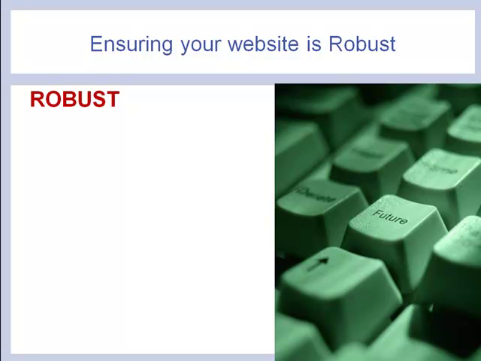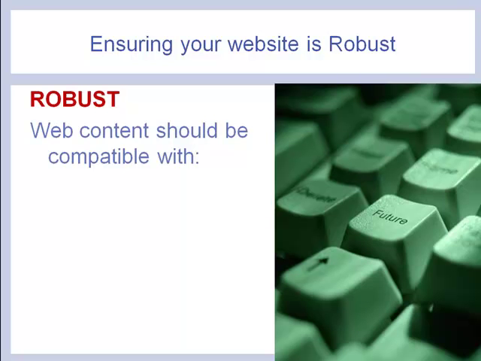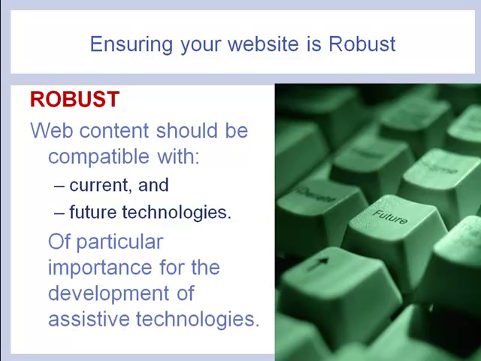The final dimension of accessibility relates to the robustness of the technology used for your website. Though it is hard to know what technological developments will be made in future, the underlying principle is that your website needs to be designed in such a way as to maximize its compatibility, not only with existing technologies, but also new technologies as they become available in future. Ensuring compatibility is particularly important to support the development of new and more efficient assistive technologies for those with disabilities.